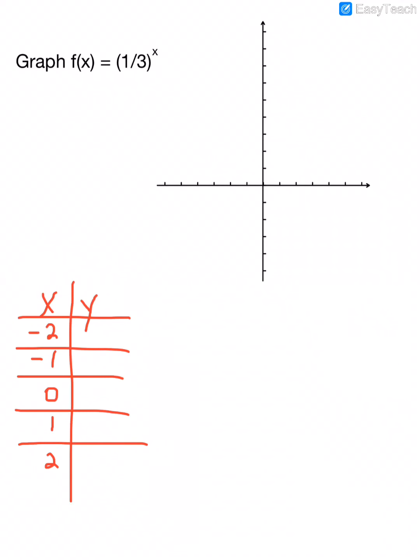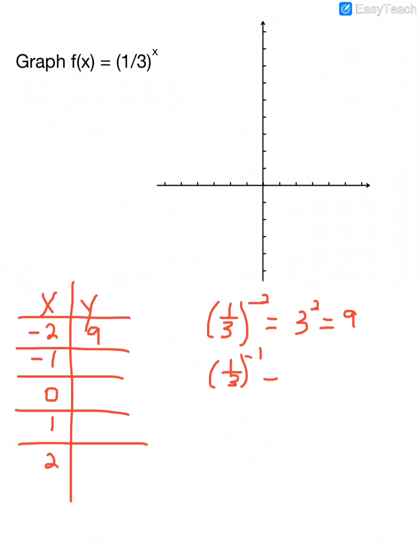Here we have f of x is equal to 1/3 to the x power. I'm going to use the same points to plug in for my x values. And if I have 1/3 to the negative 2 power, remember to get rid of the negative, we flip the base. Well, if I flip 1/3, I get 3. And that would be 3 squared, which is 9.